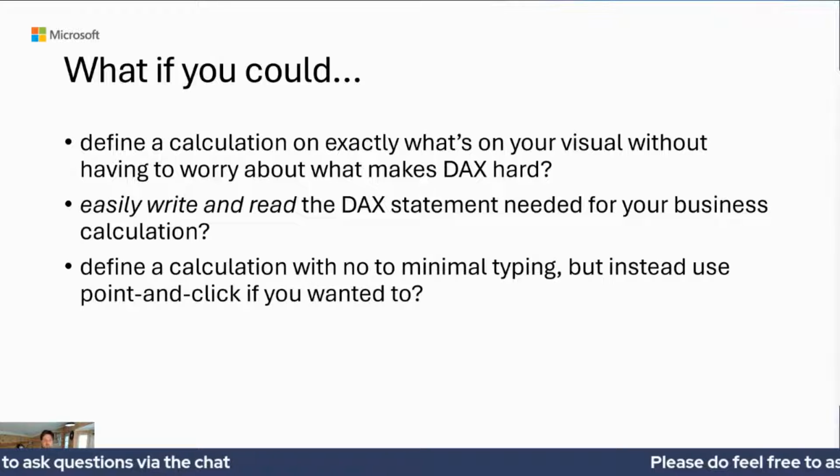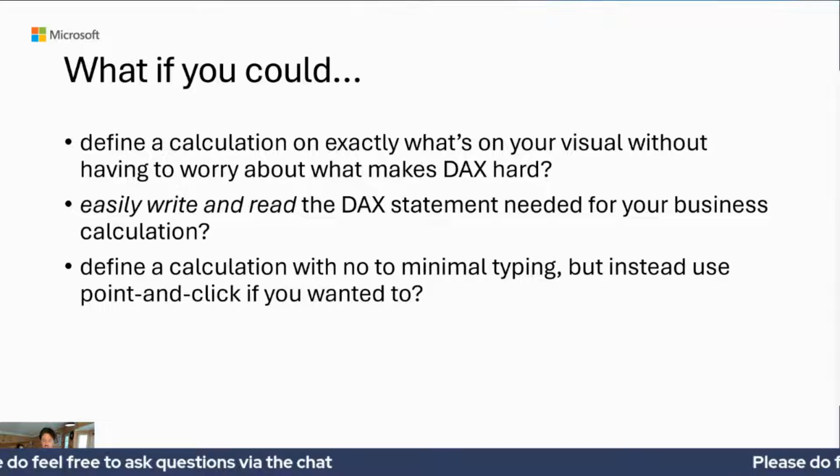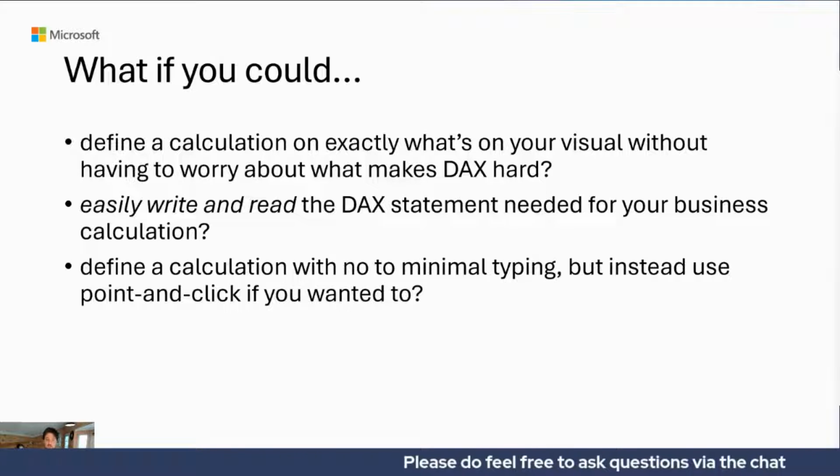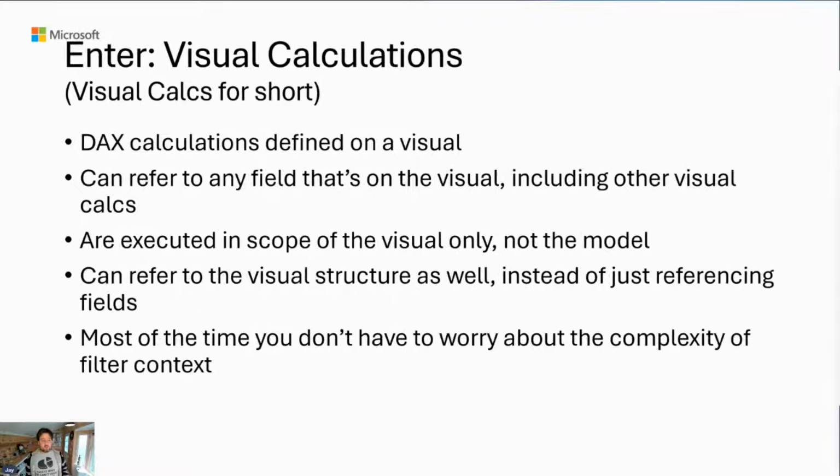What if then on top of that, we allowed you to easily write and read the DAX statements, so the DAX you actually have to use is easier? And then what if on top of that, we would even allow you to not have to rely on typing, but just instead do point and click. So if you don't want to type all that much, you can use a mouse pointer and simple drag and drop kind of expressions like in Excel, gestures like that to make your expression and make your calculation happen. And that all is essentially what visual calculations are. We call that visual calculations or visual calcs for short. And it's basically DAX calculations, not defined in the model, but on the visual.